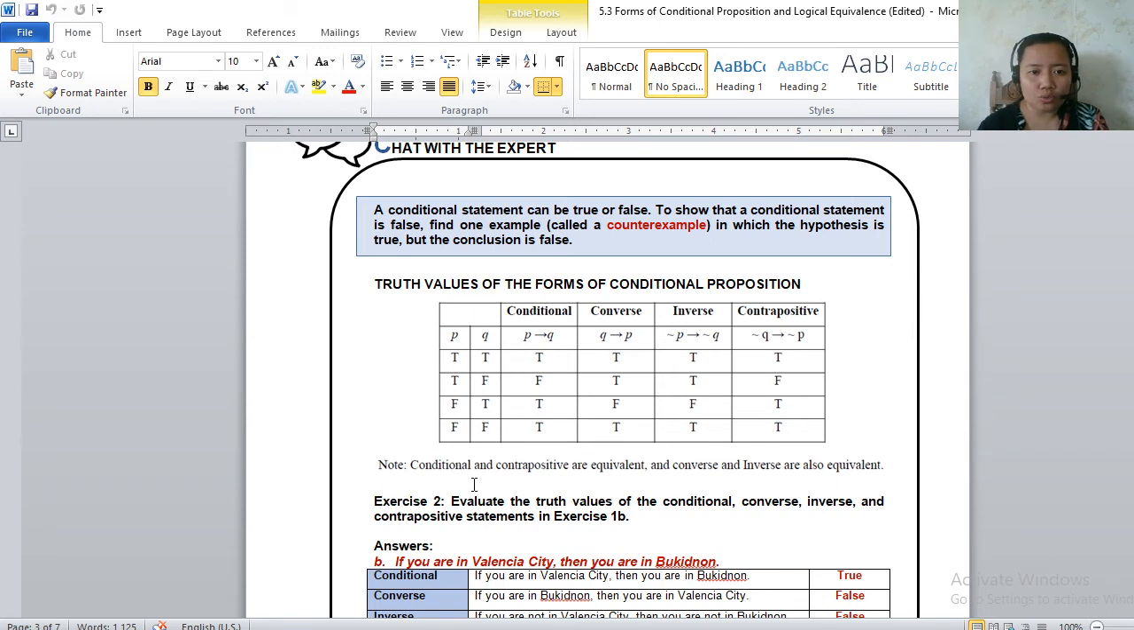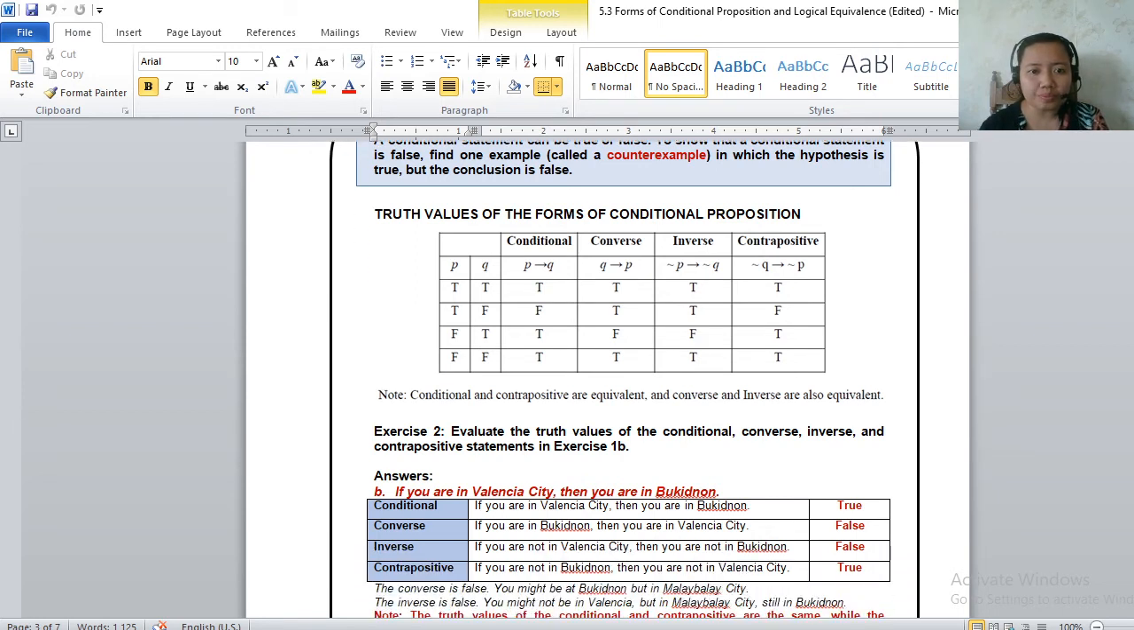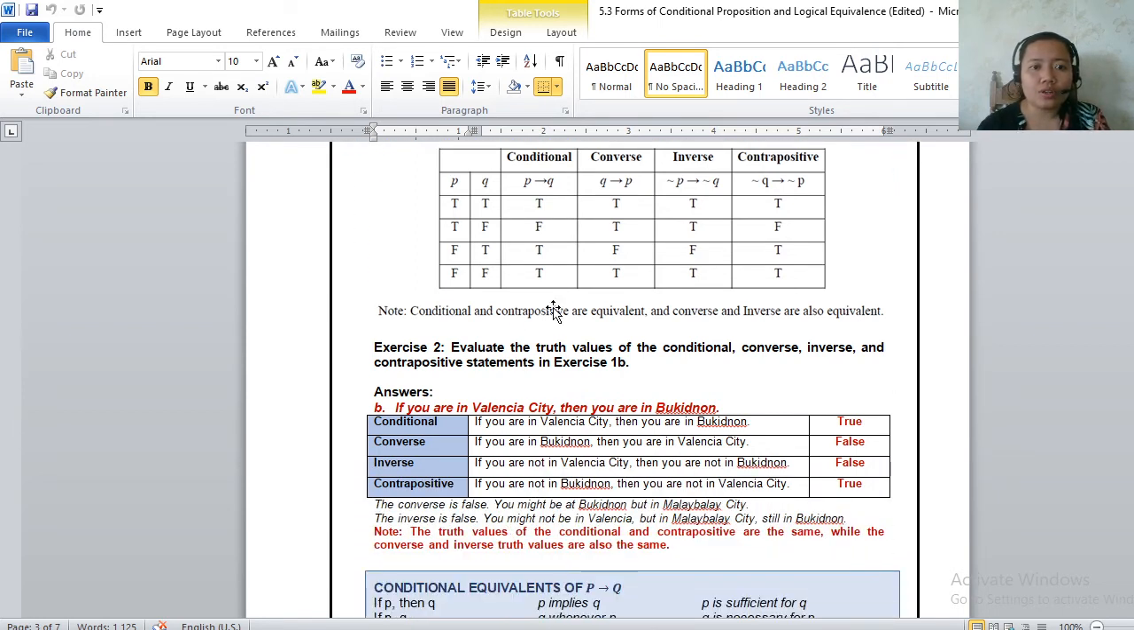Okay, so note, conditional and contrapositive are equivalent. As you can see, conditional and contrapositive are equivalent. And converse and inverse are also equivalent. So let's try to do these exercises for number 2. Evaluate the truth values of the conditional, converse, inverse, and contrapositive statement in exercise 1B.